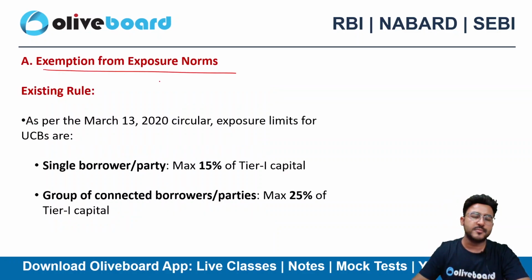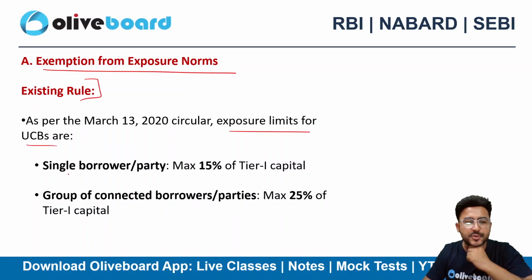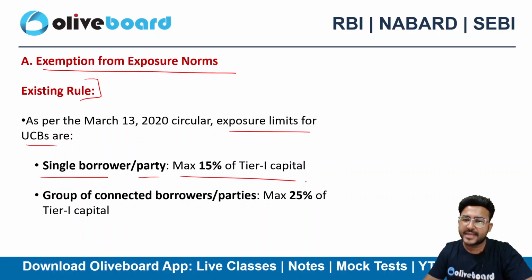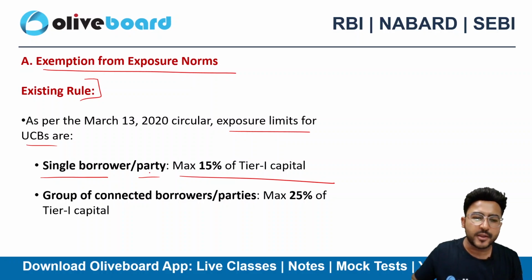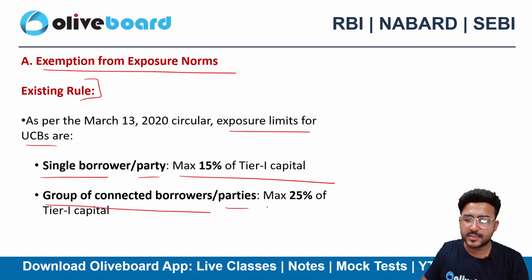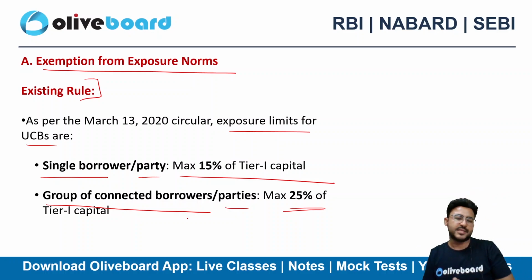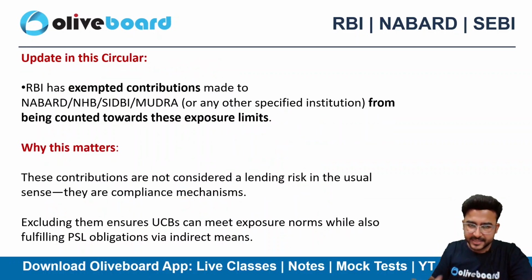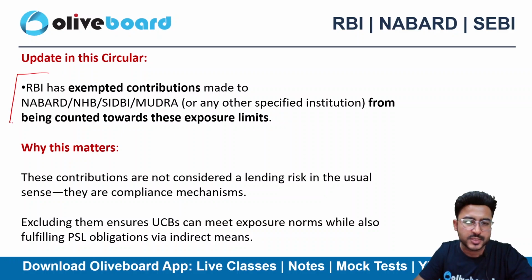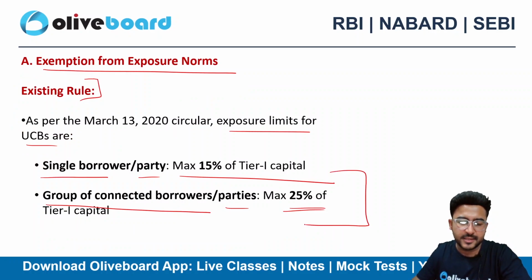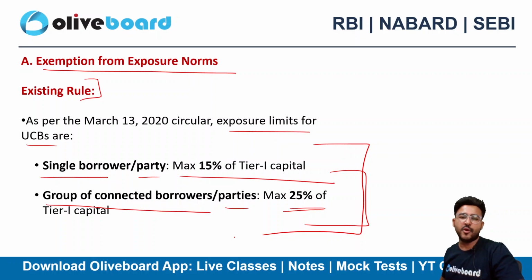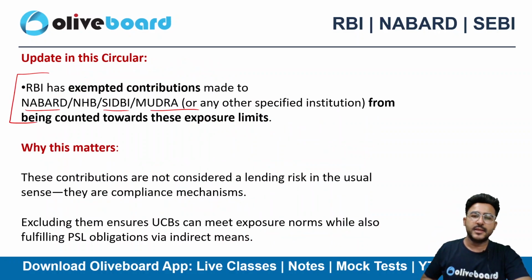Exemption from the exposure norms. What is the existing rule? There is an exposure limit for UCBs: for a single borrower or party, a maximum of 15% of tier 1 capital, or for a group of connected borrowers or parties, a maximum of 25% of tier 1 capital. In the updated circular, RBI has exempted these contributions to NHB, NABARD, SEBI, Mudra. They won't fall in this ceiling of 15 and 25%.